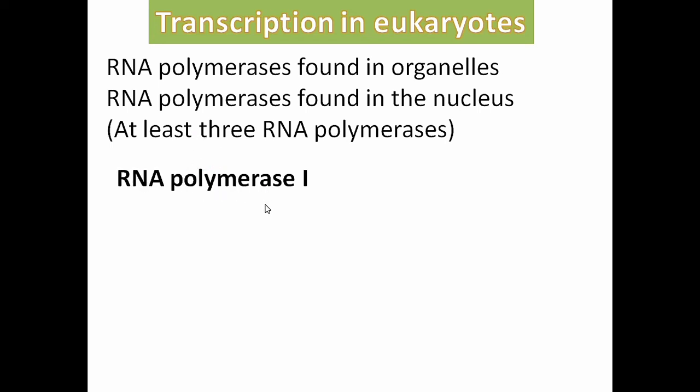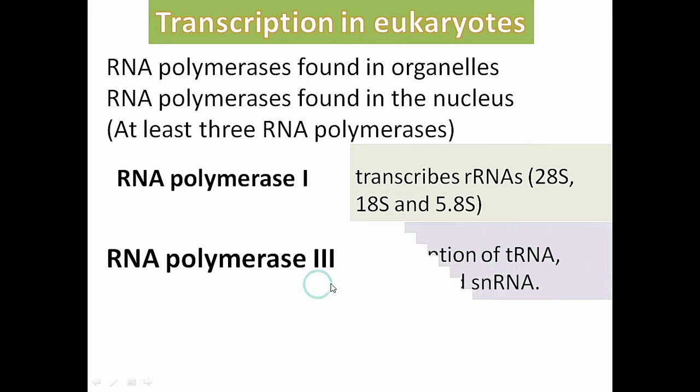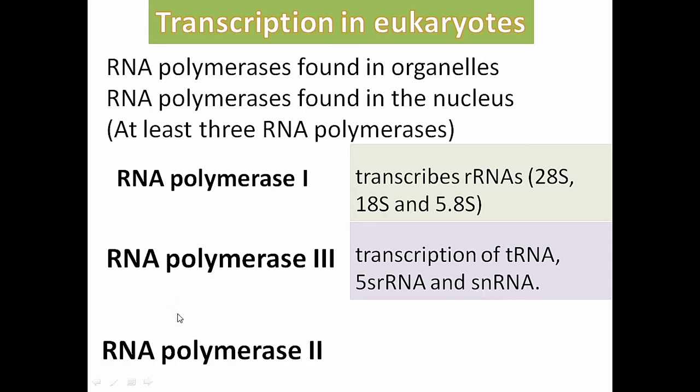RNA polymerase 1 transcribes rRNAs. It transcribes 28S, 18S and 5.8S rRNAs. S is the Svedberg unit. It defines the size of small particles, the size of the RNA. And RNA polymerase 3 catalyzes the transcription of tRNA, 5S rRNA and snRNA, small nuclear RNA. RNA polymerase 2 plays a significant role.